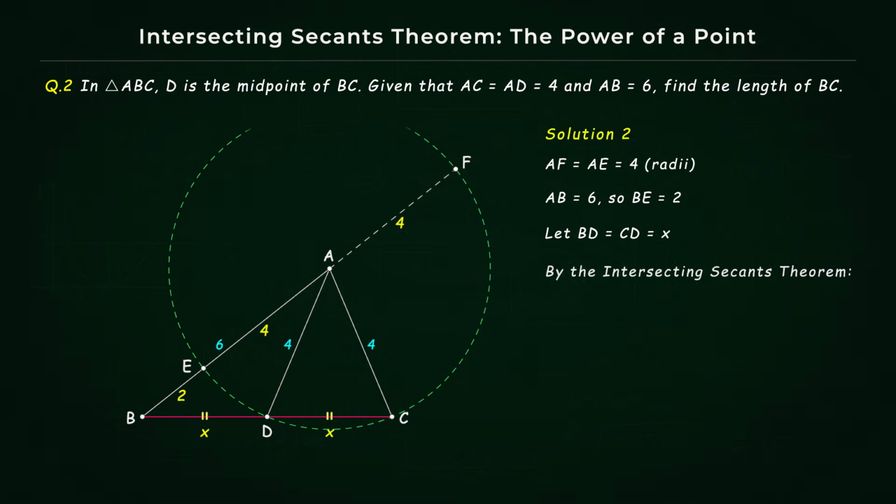By the intersecting secants theorem, BD times BC equals BE times BF. Now we can substitute the given values to get an equation in x. Once we solve for x, we can find BC. That completes the question. As we can see, the intersecting secants theorem gives us a simple way to solve it. The key is to first identify the auxiliary circle. You can check out the video linked above to learn more about how to find auxiliary circles.